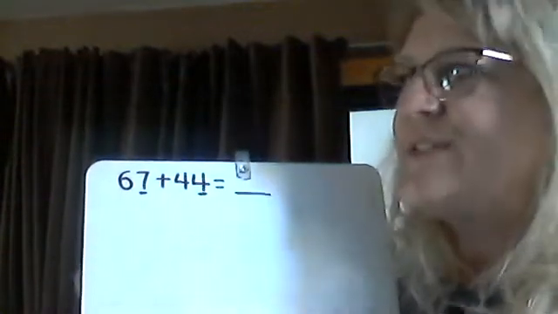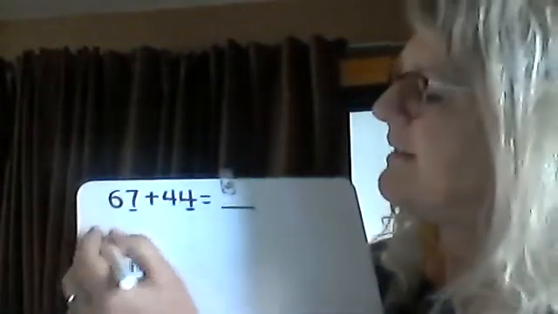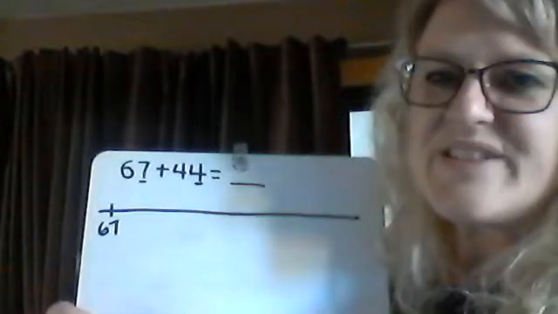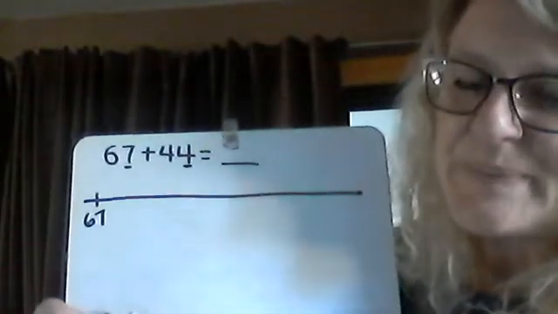We're going to start today with an open number line. And then we'll check our work with our place value. So why don't you start with your open number line? I like to start at 67 because it's bigger. Go ahead and pause this while you start at 67.